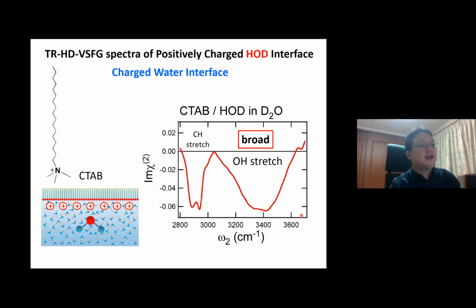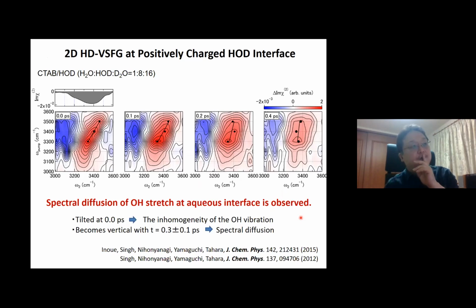So this is the 2D spectrum obtained from this positively charged surfactant interface. In this case the bleach lobe appears with a positive sign because the steady state signal is negative. This is the only difference from 2D IR. We observe initial elongation, then with spectral diffusion, the diagonally elongated bleach becomes round, reflecting spectral diffusion.